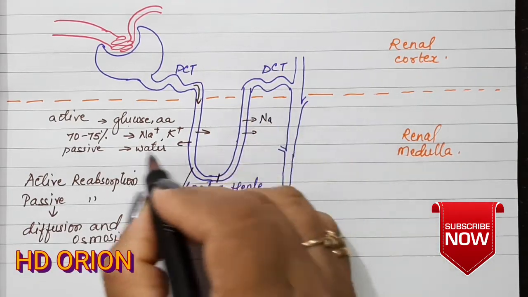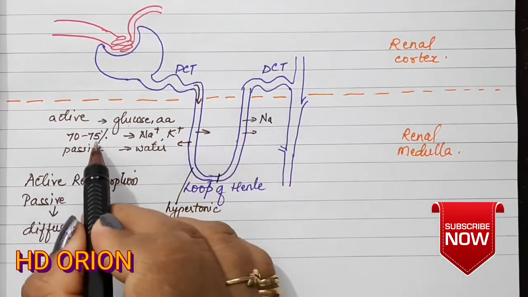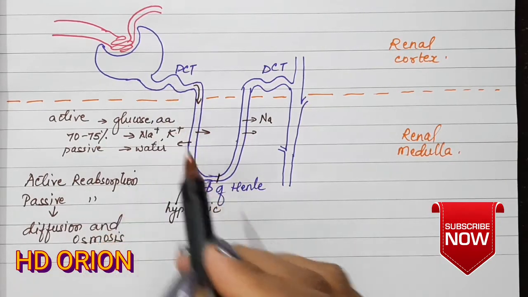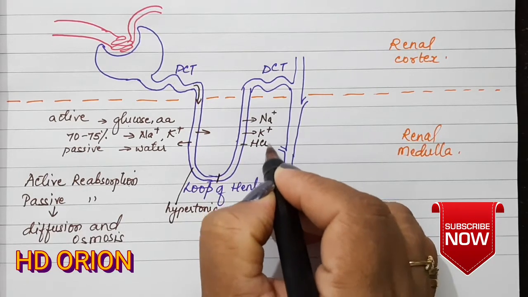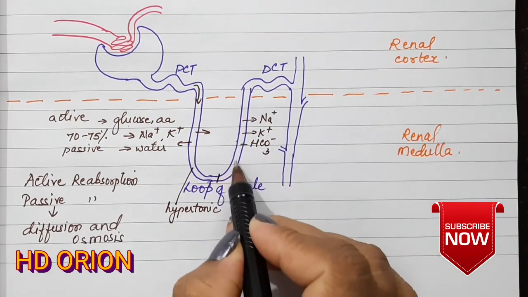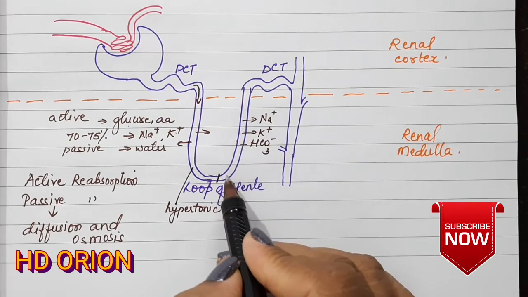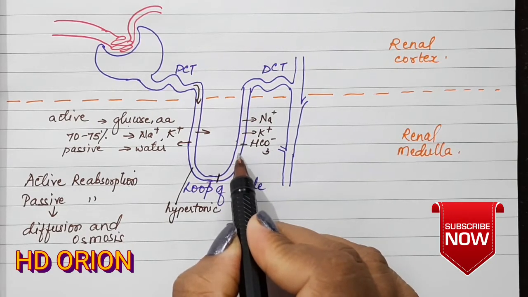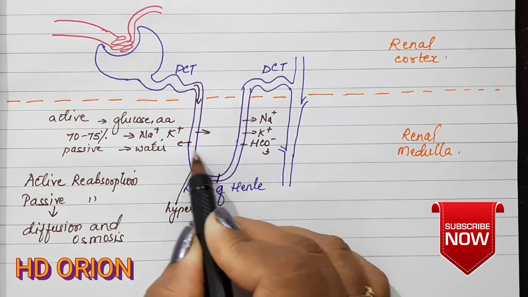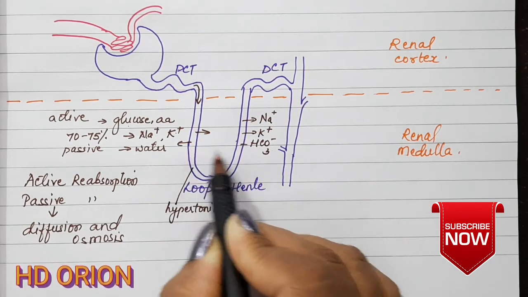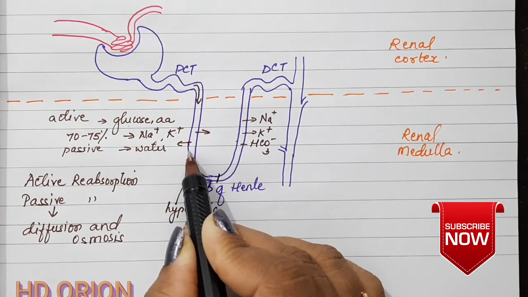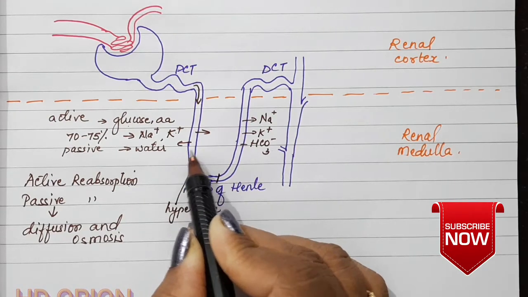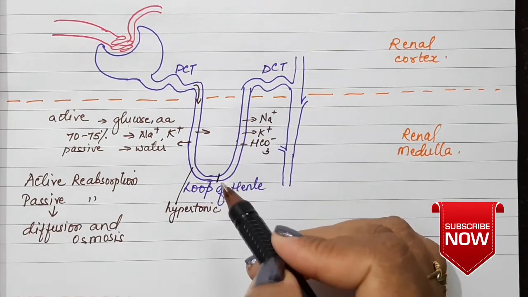Whatever leftover sodium ions and potassium ions, 70 to 75% was reabsorbed in the PCT, and the rest of the sodium ions, potassium ions and bicarbonate ions which are necessary for the body are reabsorbed from the filtrate while it is moving up. There is no reabsorption of water in the ascending limb of the loop of Henle. So in both the limbs of the loop of Henle, it differs. Here there is no water reabsorption, and here it is only the reabsorption of water. So this is the selective reabsorption.